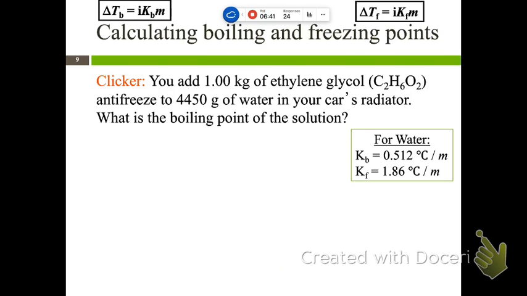What would change if I did another solvent? What's that, Danielle? Did the molality change? It depends. If it was the same mass of the solvent, then no, molality would stay the same. Our K values are specific for the solvent. It doesn't matter what the solute is, these values dictate it, because we're changing the freezing or boiling point of the solvent. So Kb or Kf are specific to any specific solvent.